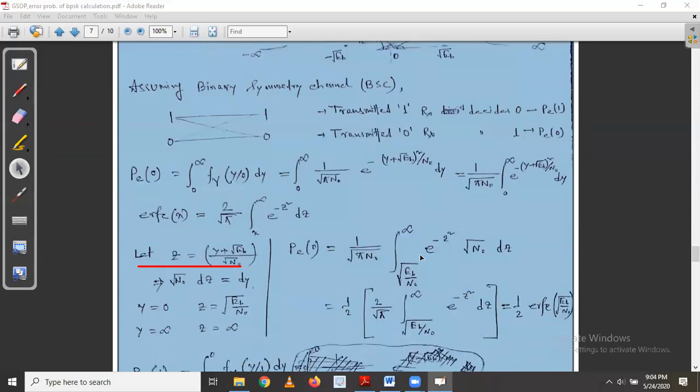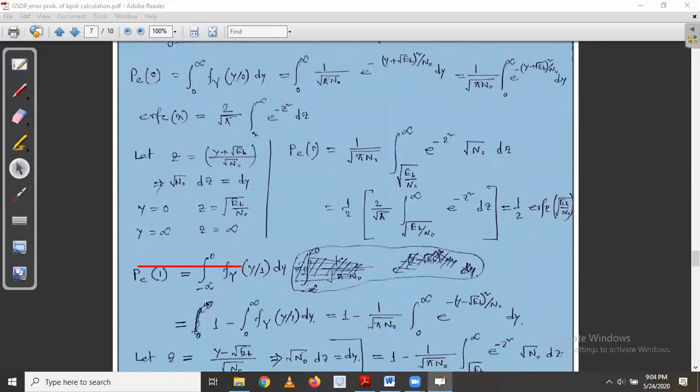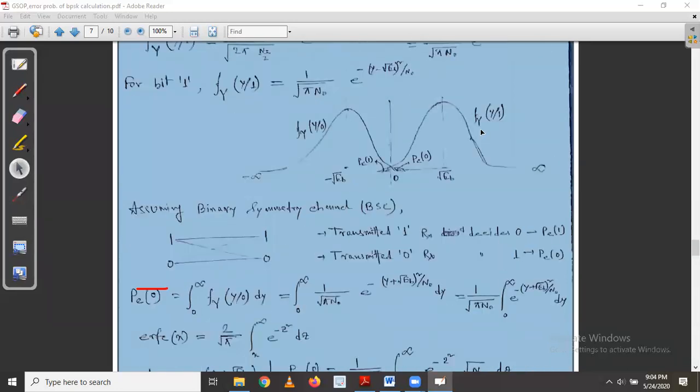Next thing I'm telling here. The meaning of this: actually 1 is transmitted, but the receiver will think that 0 is transmitted, which is wrong. So 1 is transmitted means this portion, but the receiver makes some wrong decision due to this small portion, which is minus infinity to 0.